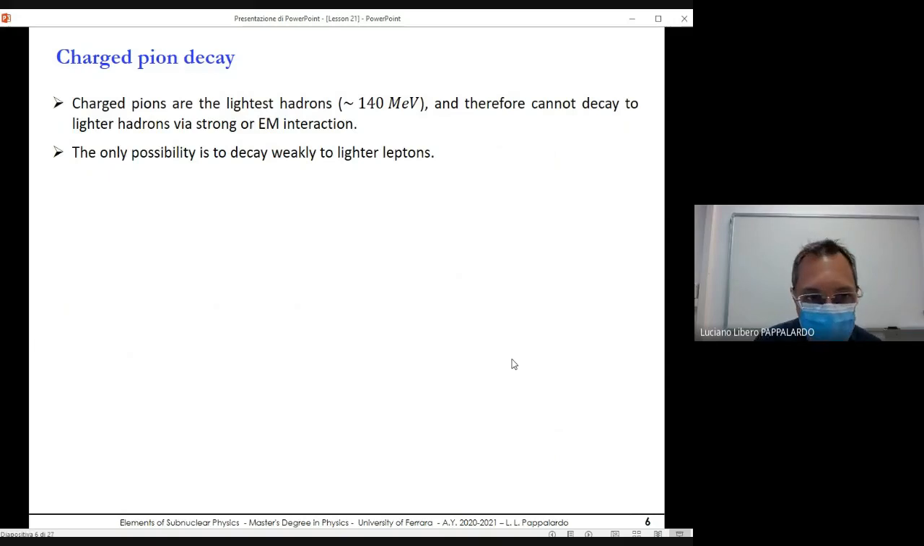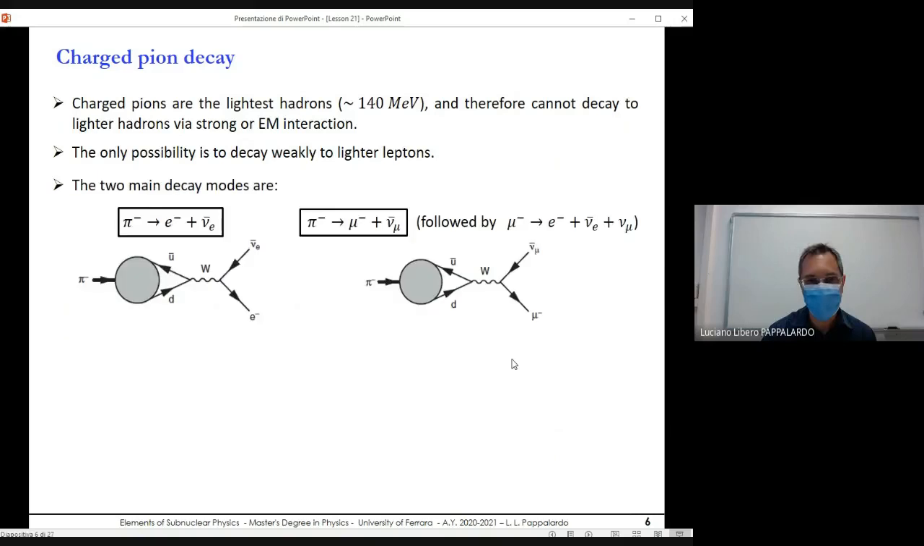Now, having said that, let me describe to you an interesting feature of the pion decay, the charged pion decay. Charged pions are the lightest hadrons, 140 MeV, and so they cannot decay into lighter hadrons because there are no lighter hadrons beyond them. And the only possibility to decay is through the weak interaction into lighter leptons. And the possibilities are indeed two. The charged pion, for instance the pi minus, can decay either into an electron and electron antineutrino or into a muon and muon antineutrino.